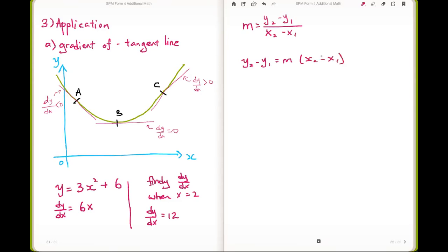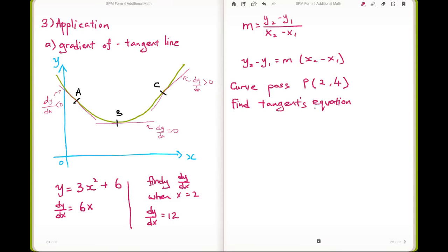So now, for this case, if you were told that the curve passed through a point, maybe 2, 3, maybe 2, 4, a random point, and you are asked to find the tangent equation, the equation for the tangent.